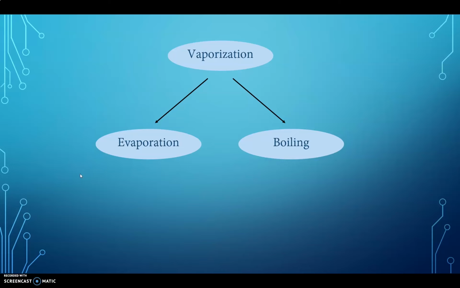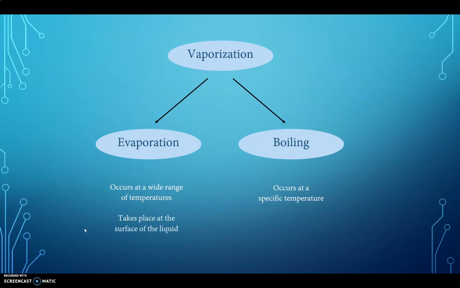For example, evaporation occurs over a wide range of temperatures. So a liquid can evaporate at any temperature in which it's liquid. So ice water at 0 degrees Celsius will evaporate. Boiling water will evaporate. It'll simply evaporate faster. Boiling, on the other hand, occurs at a specific temperature. For water, we say that the boiling point of water is 100 degrees Celsius. It doesn't boil at 95 or 105, it boils at 100.